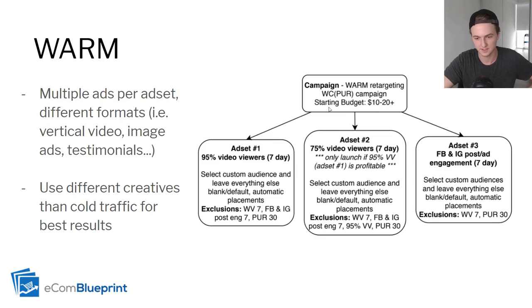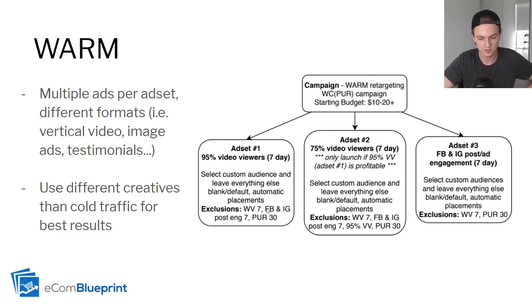Now for the ad sets inside your campaign, there are two important ad sets that you want to have, and then a third that is optional. The first one is 95% video viewers in the last 7 days. You select the custom audience for 95% video viewers as your targeting and leave everything else blank: the age, gender, all of that, countries and locations. Then just use automatic placements.